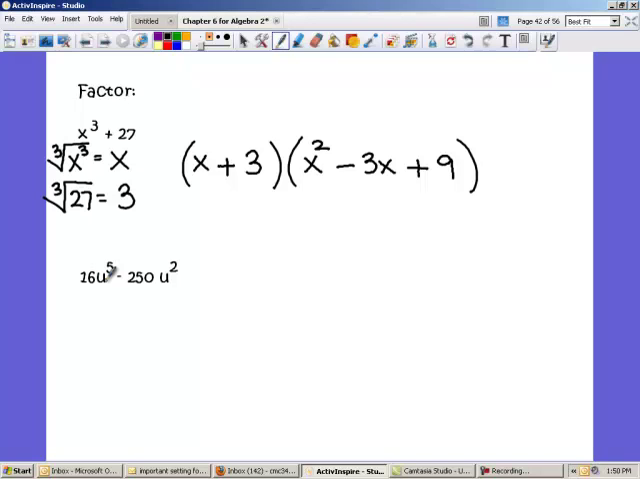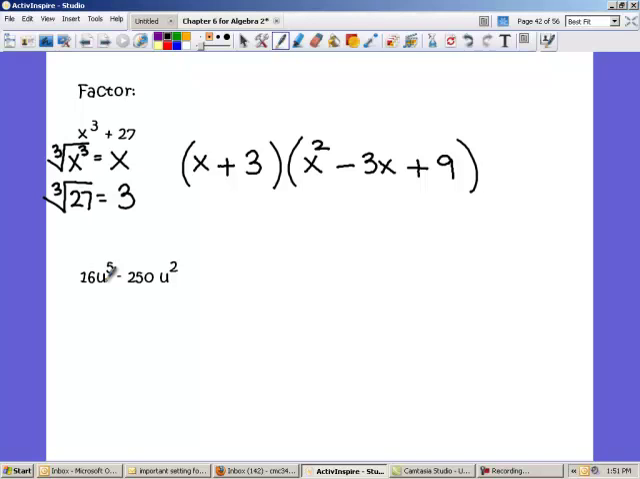So now I'm going to think of something else that goes into 16, and the next highest would be an 8. So 16 divided by 8, that's 2. And 250 divided by 8 is a decimal. So that one doesn't work as well. So now let's try 4. 16 divided by 4 is 4. And 250 divided by 4 is a decimal, 62.5. So that also doesn't work.